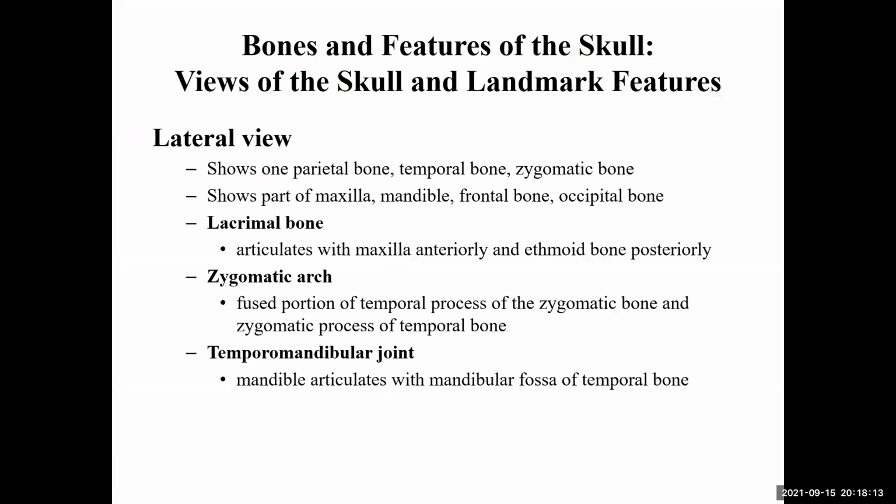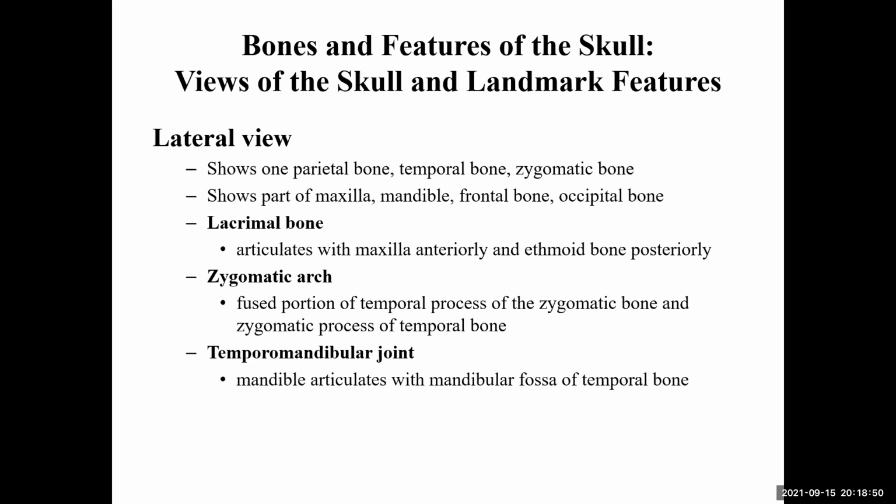All right, let's look at the lateral view of the skull. The lateral view is going to include only one of the parietal bones, your temporal bone, and the zygomatic bone. The zygomatic bone is one of the bones that helps to make up your cheek. We'll also see the maxilla, the bone that makes up your upper jaw, and your mandible. We all know that's your jaw, the movable portion of your jaw. And then we'll see parts of the frontal and occipital bone.